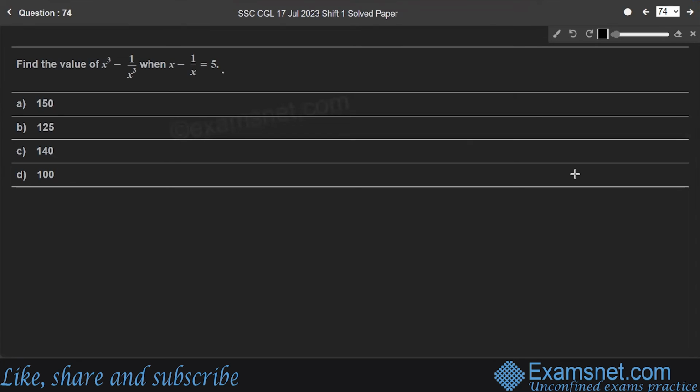Question 74. Find the value of x cube minus 1 by x cube when x minus 1 by x is equal to 5. Students, it is given that x minus 1 by x is equal to 5. So let us square both the sides, both LHS and RHS. So squaring on both the sides, we'll get x minus 1 by x the whole square is equal to 5 square. So this x minus 1 by x whole square is in the form of a minus b whole square, which is a square plus b square minus 2ab. So apply the same formula here.